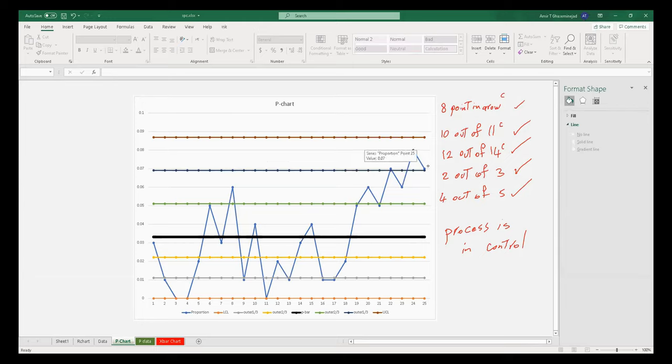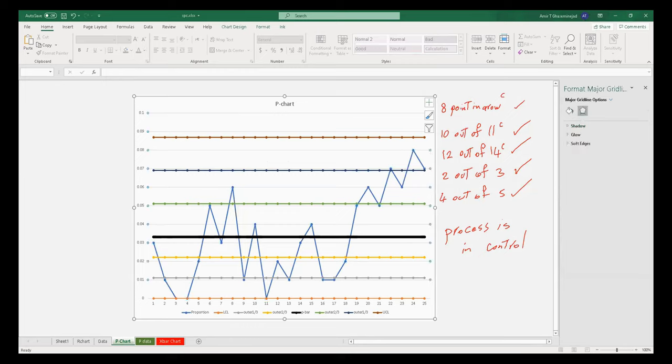Here we see 2 out of 3, 1, 2, 3, 2 out of 3 in outer one third. And also, let me change my color. Now you see that in this outer two thirds, 1, 2, 3, 4, the fifth one is not in outer two thirds. So here we see 4 out of 5 in outer two thirds. So we find two reasons, or maybe more. Look at this. There is another reason here.